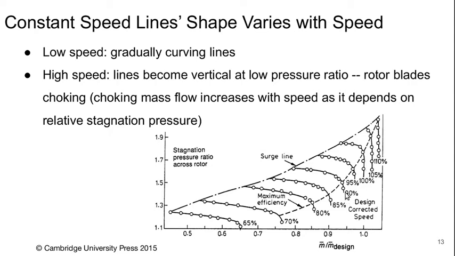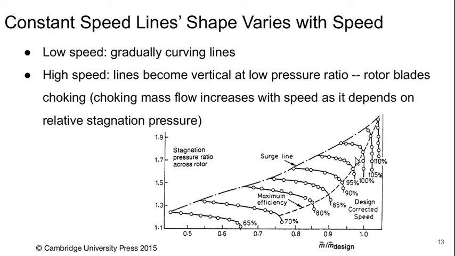Now looking at the curves or the lines of constant speed, we see that the shape of these varies dramatically with rotational speed. At low speed, we get these very gradually curving lines, and over large regions, they're pretty linear, right? They're sort of this negatively sloped, almost a straight line. But at high speed, the lines start to turn over more sharply and become nearly vertical, and then become essentially completely vertical at the very highest speeds. And we start to see that happening at sort of the highest mass flows or the lowest pressure ratios as we sort of move up in speed here.